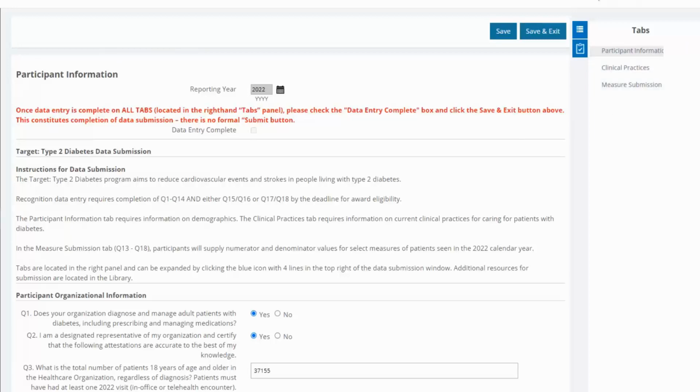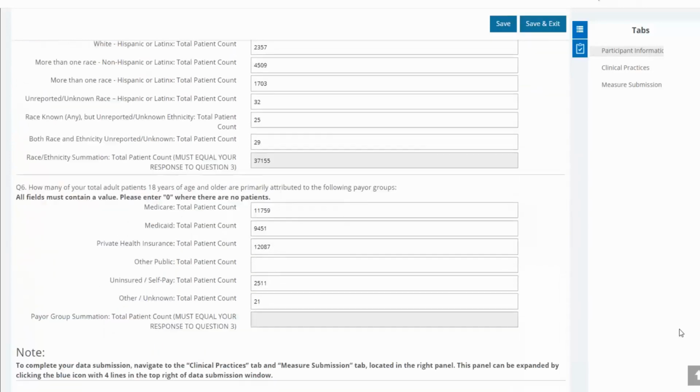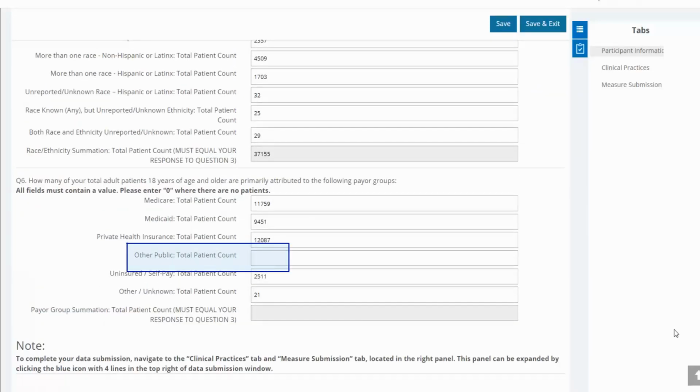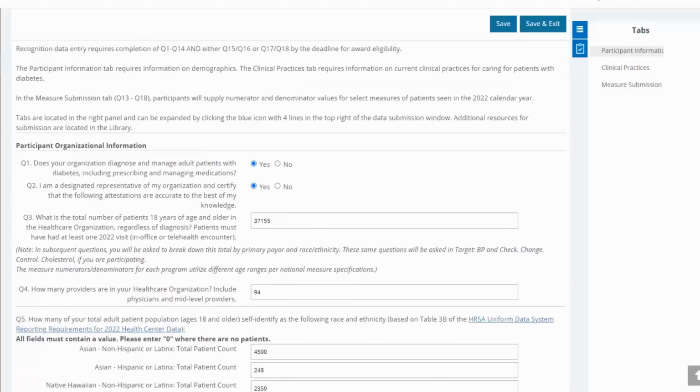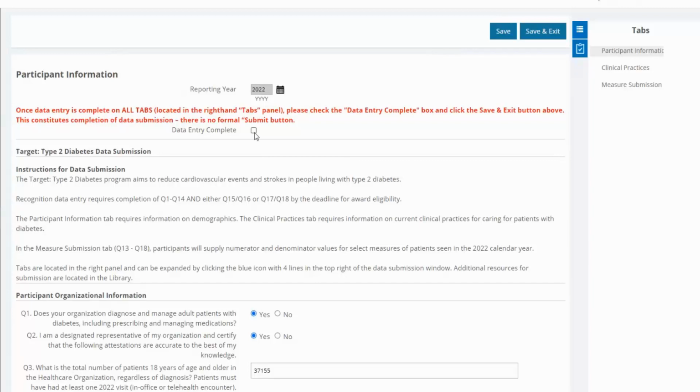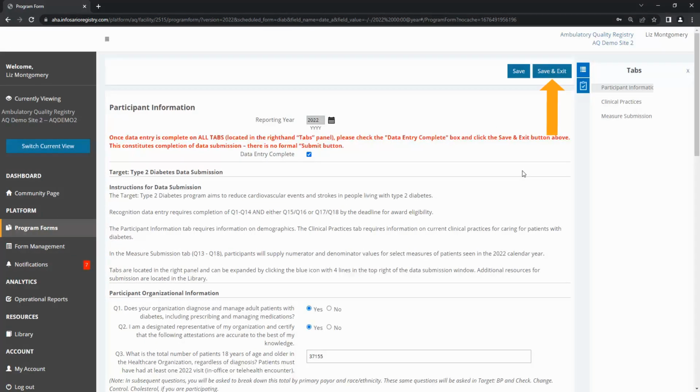I am unable to check the box. Scrolling through my questions, I can see it is because I left the other public patient count for question 6 blank. Now that is corrected, I will be able to check the Data Entry Complete box, which ensures that I am ready for recognition. Finally, I'll click Save and Exit.